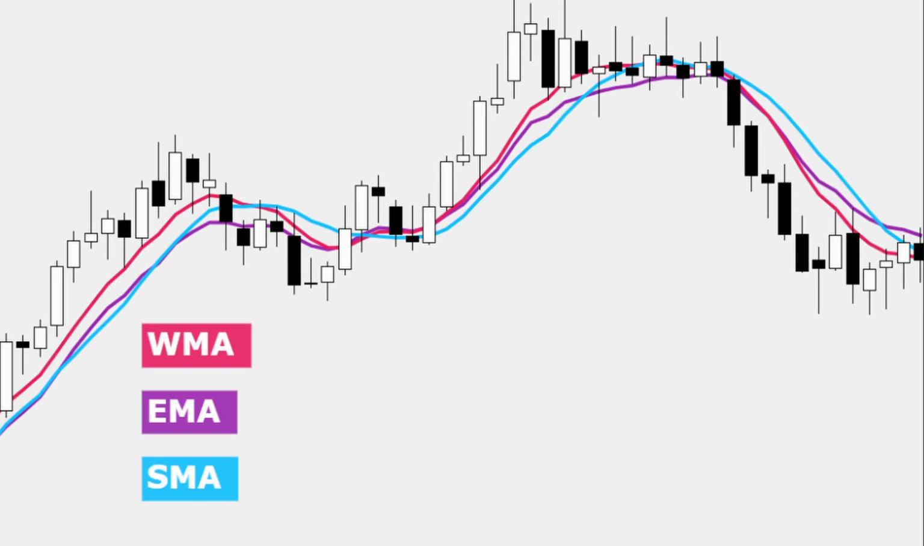For instance, in a 5-day WMA, the most recent day's price might be multiplied by 5, the previous day's price by 4, and so on, down to the 5th day's price multiplied by 1. The sum of these products is then divided by the sum of the weights to get the average.